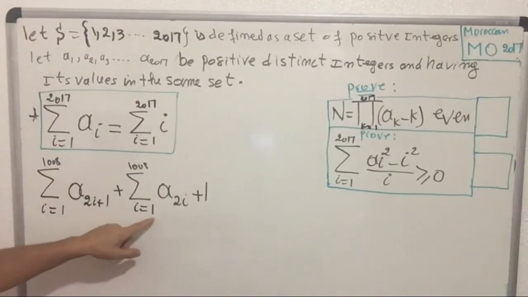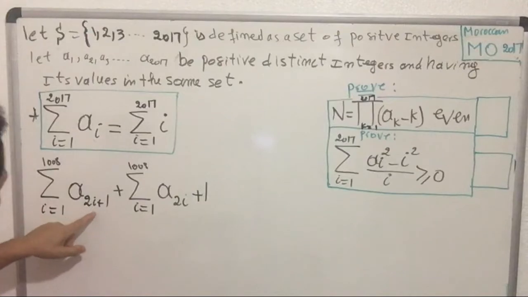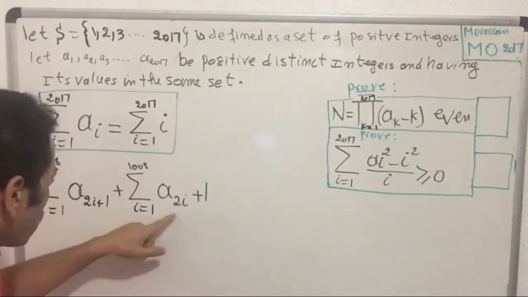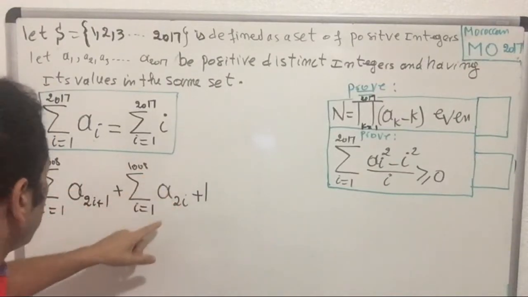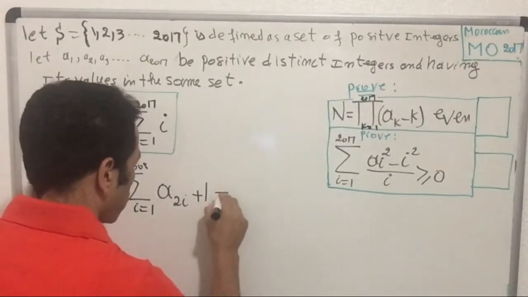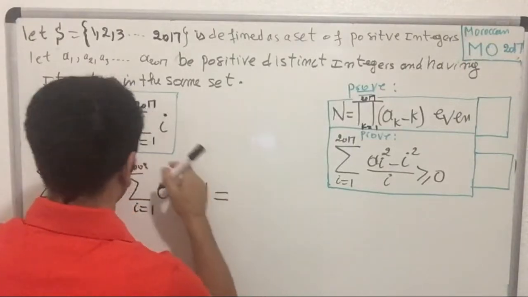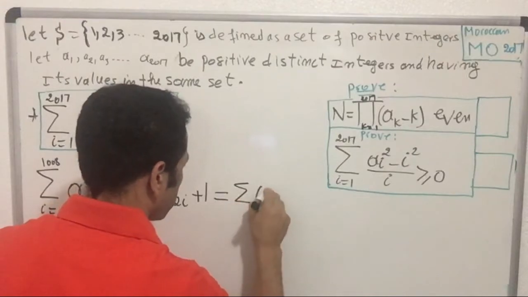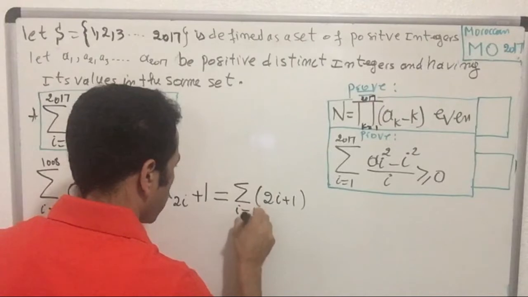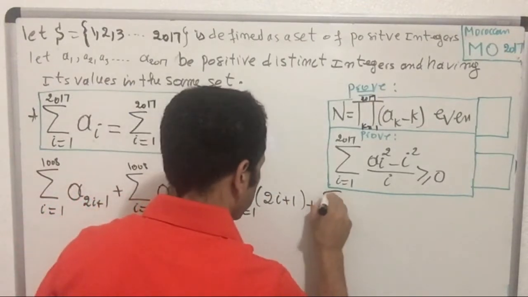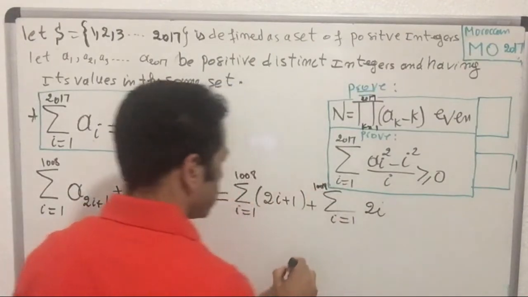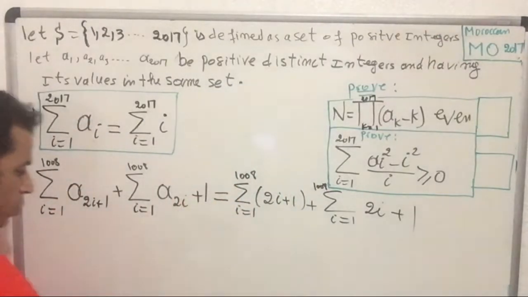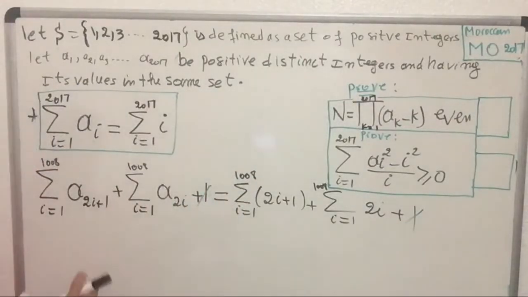Because when I plug number 1 into this one, I start with A sub 3, not A sub 1. 2 multiplied by 1 is 2, plus 1 is 3. The same thing here: when I apply 1, it gives me A sub 2, the first term. But we have these terms from 1 to 2017, so I can rewrite it in this form: 1 plus this one equals this one. The sum of 2i plus 1, the odd numbers, I from 1 to 1008, plus the even numbers 2i, I from 1 to 1008, plus number 1. The number 1 will be cancelled out. So what's left is this one.